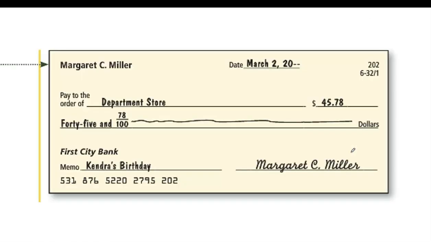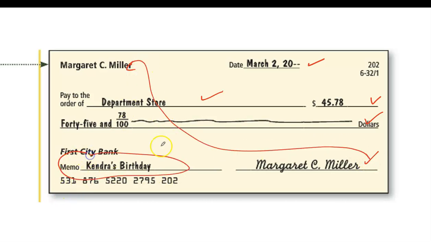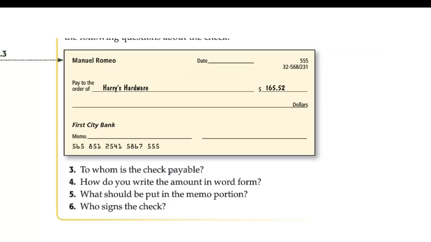So let's look at the different parts of a check. We have the date, we have who it's made to, we have the amount written as numbers, then we have the amount written as words, and I always draw a line so people can't write in other things there, and then your signature, which usually matches that up there. This memo is just for your own part. You can go ahead and add something to that.